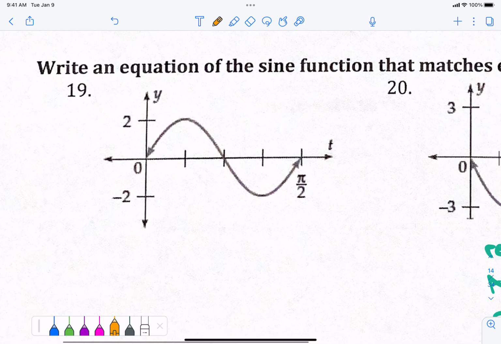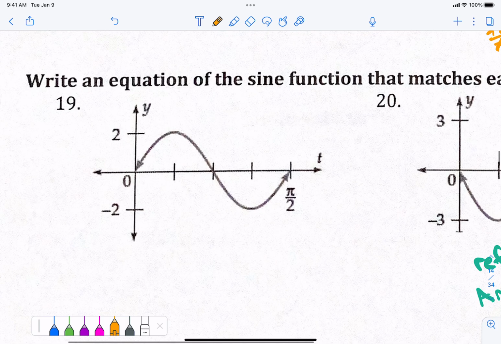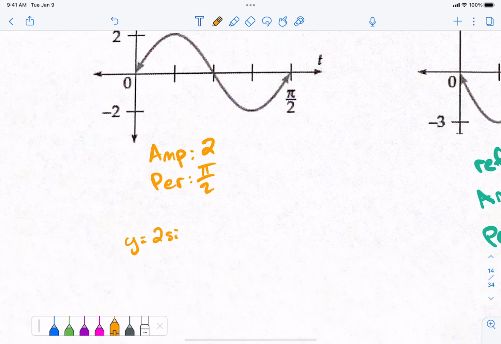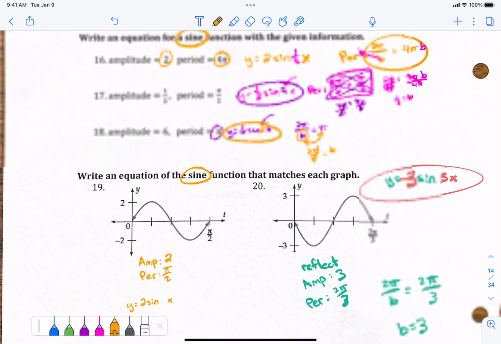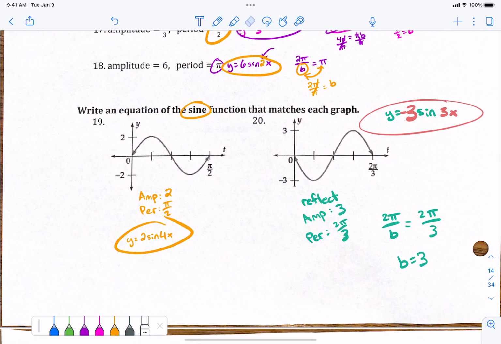All right, this one. 19 and 20 are actually very similar to what we did up here, except they don't list it out for you. Okay? So, amplitude and period. We have a sine function. What's the amplitude according to this graph? 2. What's the period according to this graph? Pi over 2. Now we do the same thing as what we just did, right? So y equals 2 sine. I have to figure out what the B is. B goes here. If it's pi over 2, the value is 4, assuming we did it right up above. So there it is.